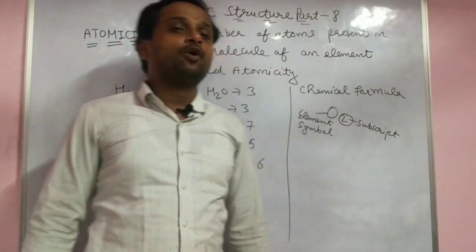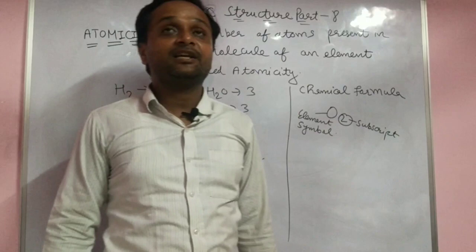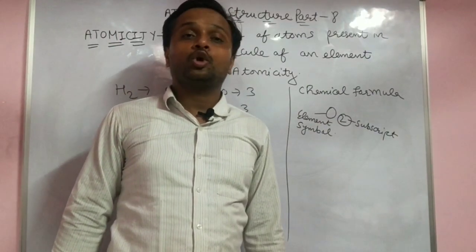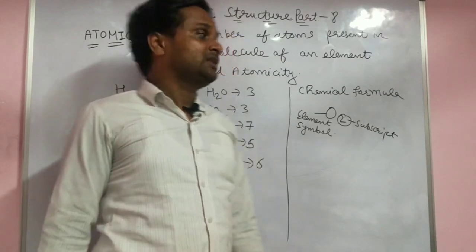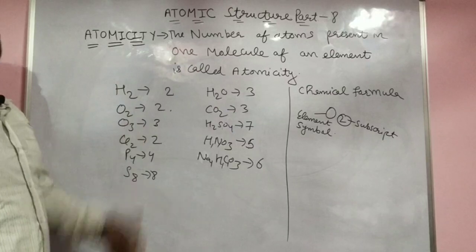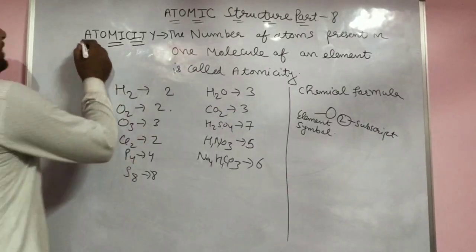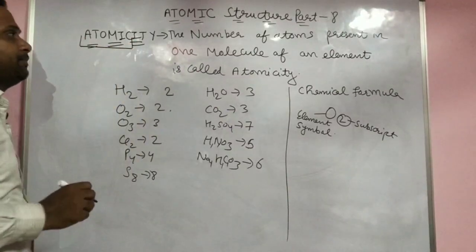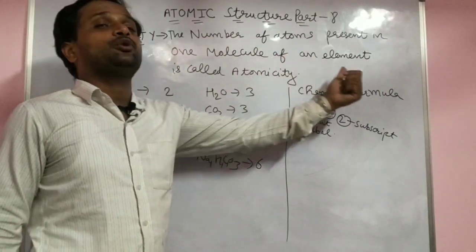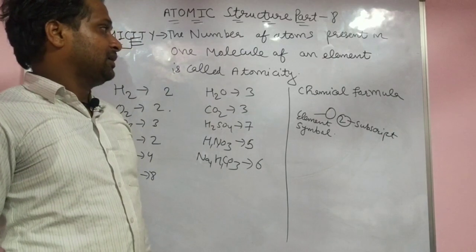In the last lecture we already discussed radicals. There are two types: acid radical and basic radical, monatomic ions and polyatomic ions. Now we see what atomicity is. Break the word: atomicity, atom. It is the number of atoms present in a molecule of the element.